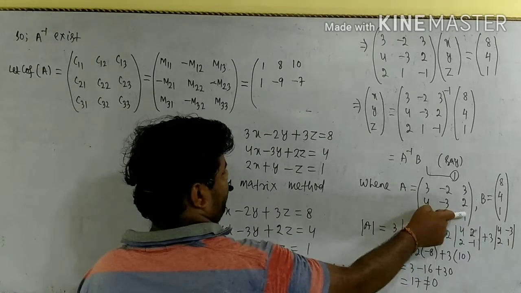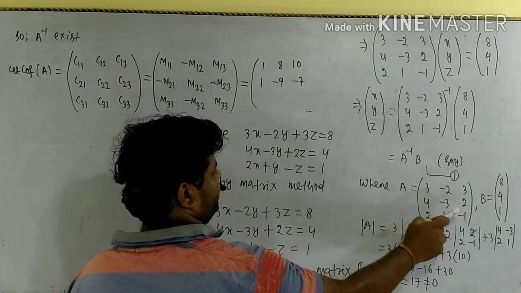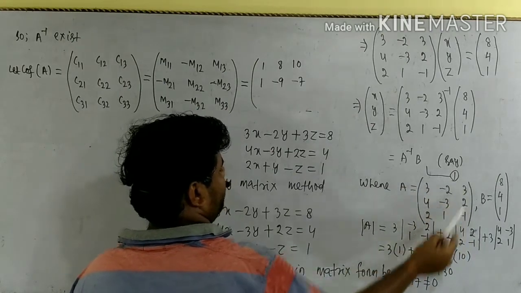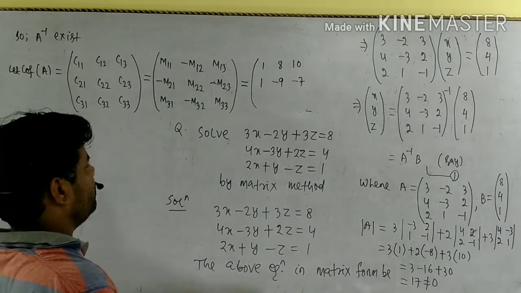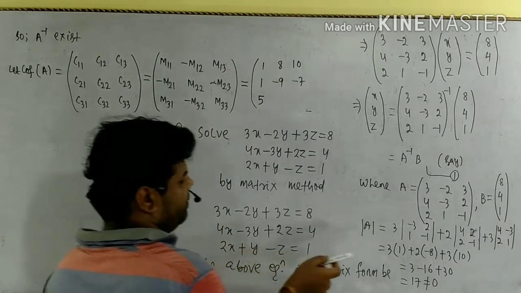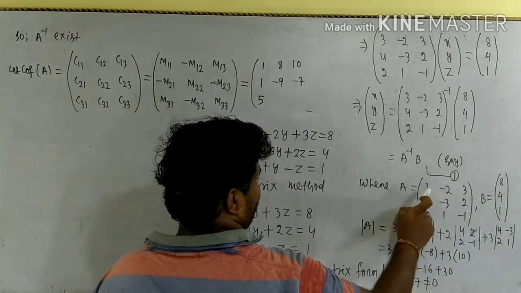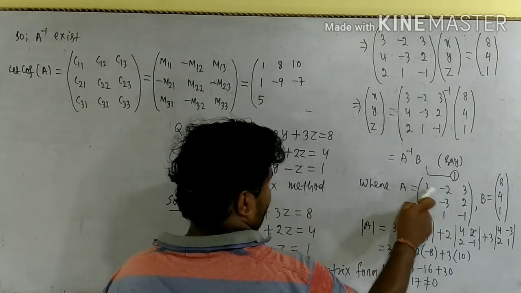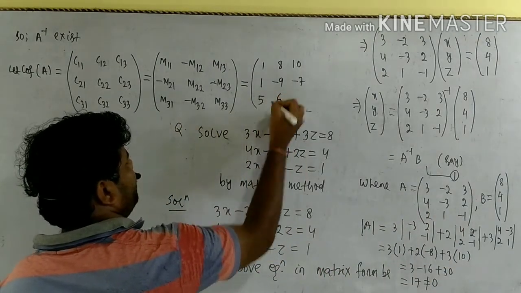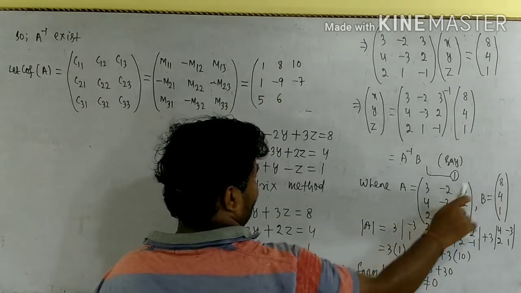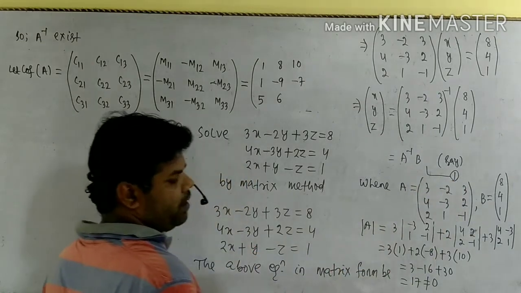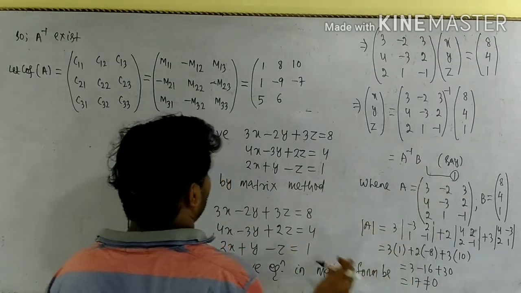Okay, then M31, third row, first column. So eliminate the third row and first column. So 2, minus 2, 3, minus 3, determinant. So minus 4 plus 9, that is 5. Then minus M32. First calculate M32, third row, second column: 3, 3, 4, 2 determinant. This is 6 minus 12, that means minus 6. With the minus, plus 6. Then M33, third row, third column eliminated. Its determinant is minus 9 plus 8, minus 1.